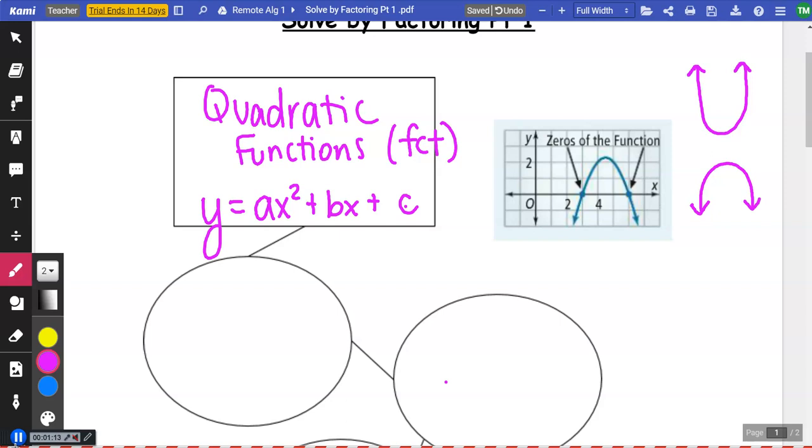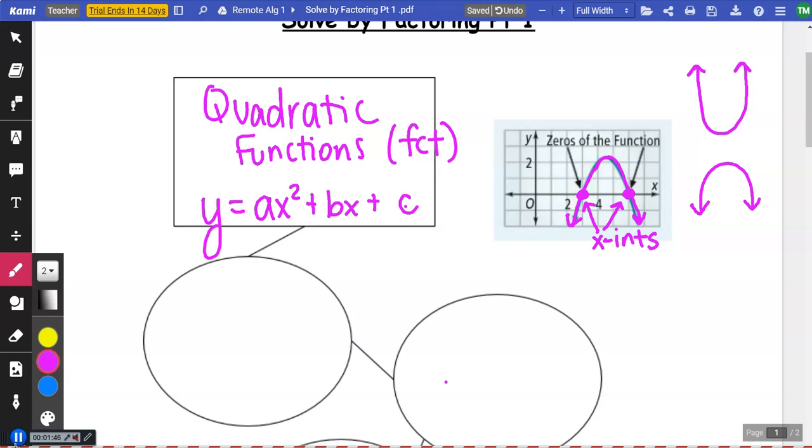So when we graph our parabolas, as you can see on this graph right here, this parabola has been graphed on this coordinate plane. This parabola hits the x-axis twice. So do you remember what we call those points where a graph hits the x-axis of the coordinate plane? We call those points the x-intercepts. So these are both x-intercepts.